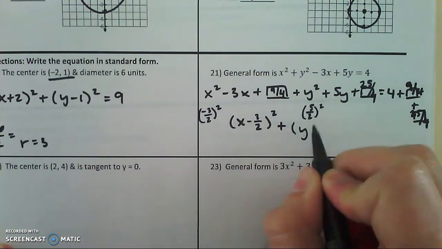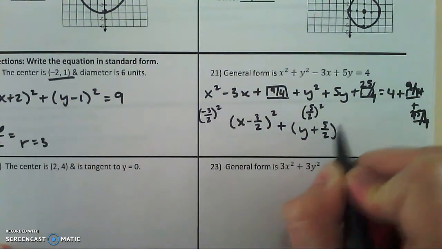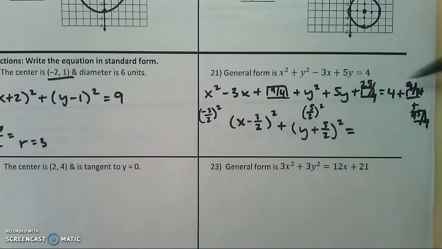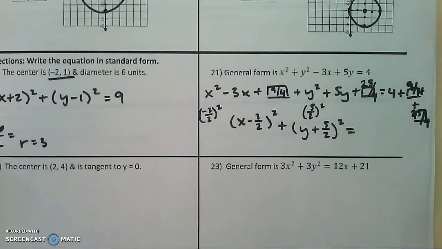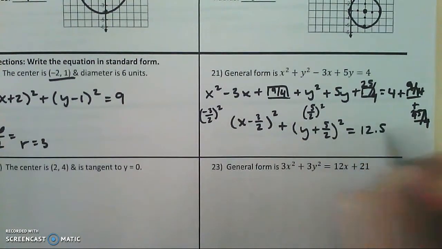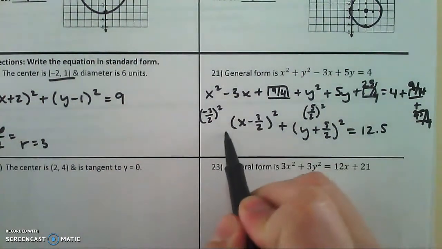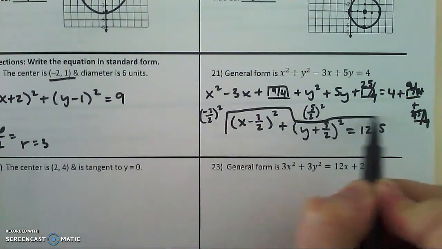So we're going to put y plus 5 over 2 squared is equal to, and then we'll go ahead and calculate what 4 plus 9 divided by 4 plus 25 divided by 4 is, and I get 12.5. I get 12.5 here. So this would be the standard form of that general form.